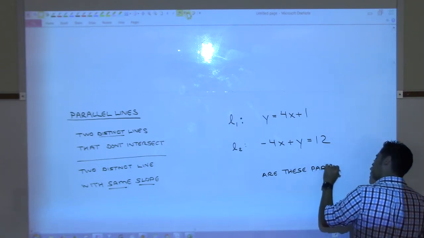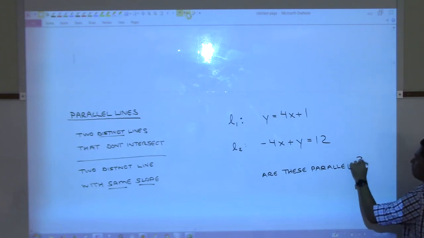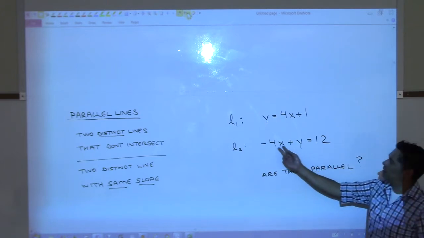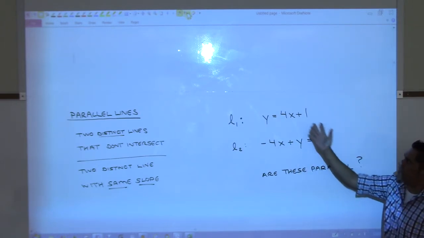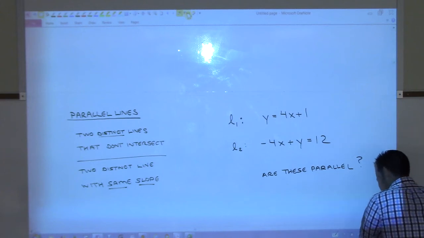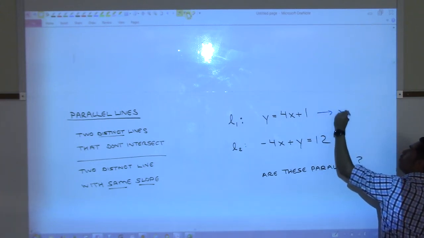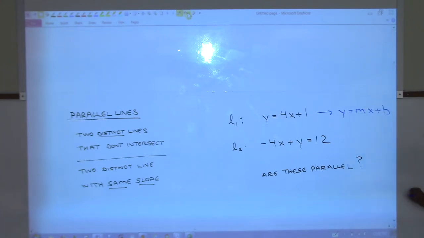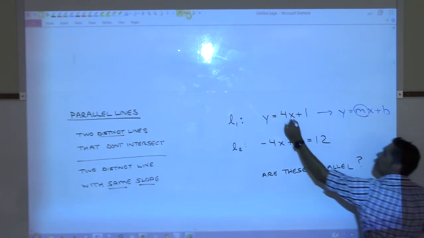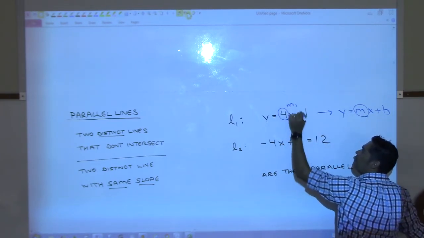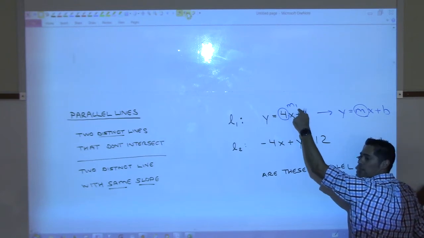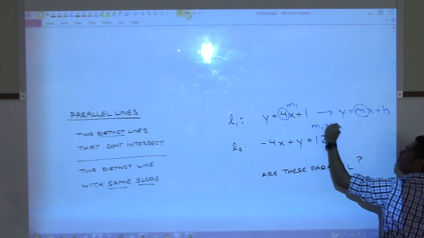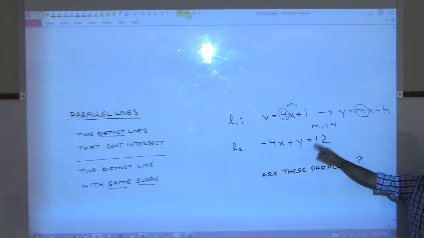I heard yes already. How do you know they're parallel? Because if you move the 4x over, y equals. Yeah, so if you move that over. Let's understand, first of all, this one right here is the first one I gave you. This is already in the form y equals mx plus b, isn't it? The number in front of x here is 4, and that's the slope. I'm going to put m subscript 1. That's the slope of the first line, right? The slope of the first line is 4. So m1 is 4. In order for these to be parallel, the slope of this line must also be 4.